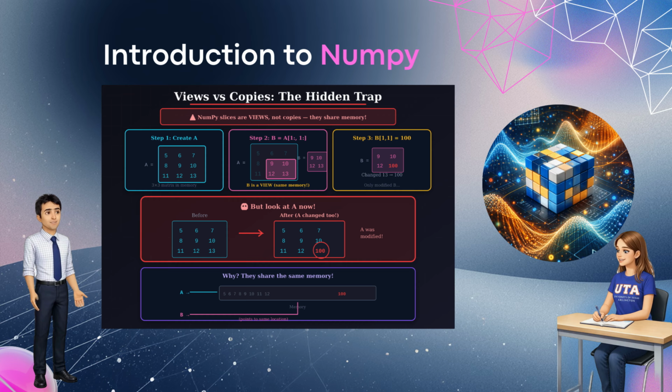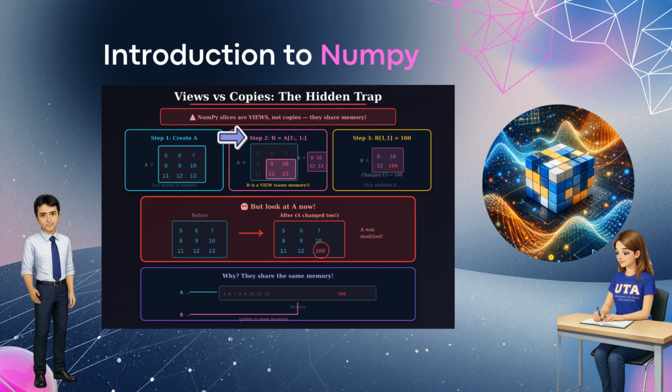I'm creating a 3 by 3 matrix called A. First row is 5, 6, 7. Second row is 8, 9, 10. Third row is 11, 12, 13. Now I write B = A[1:, 1:].